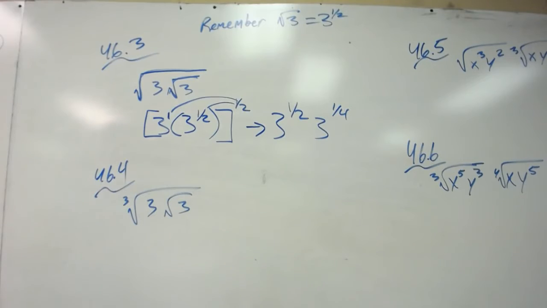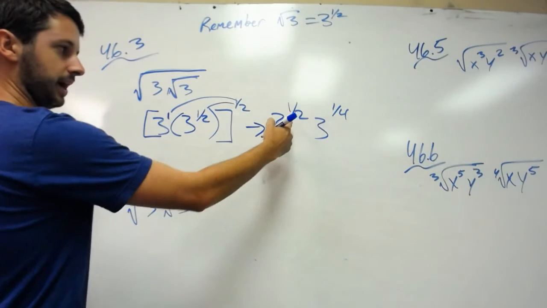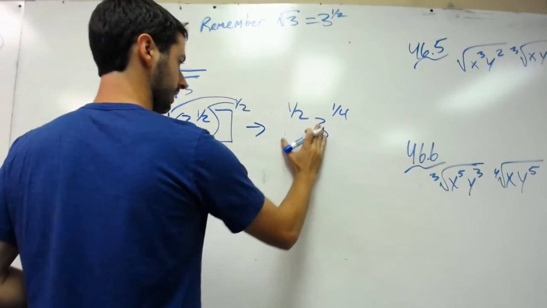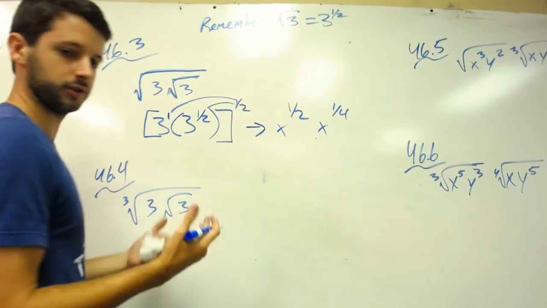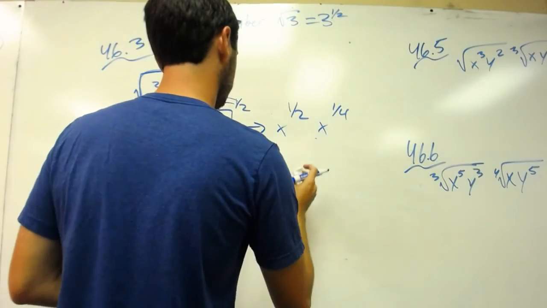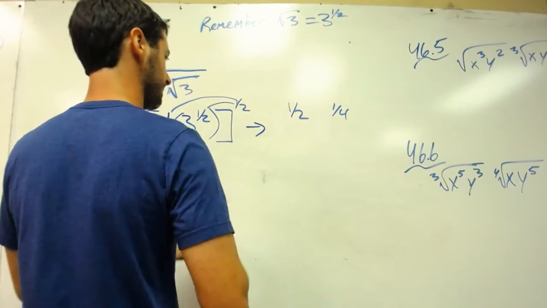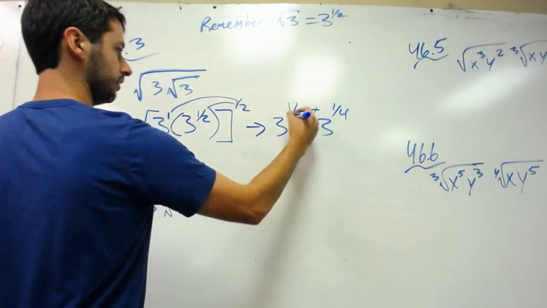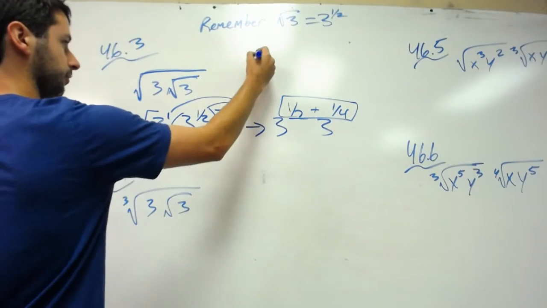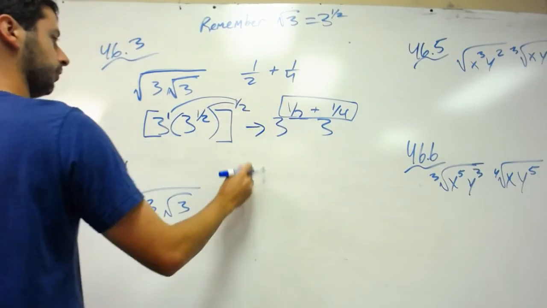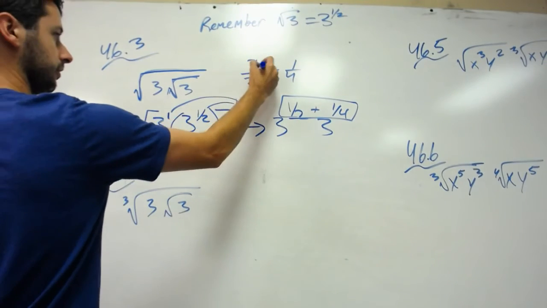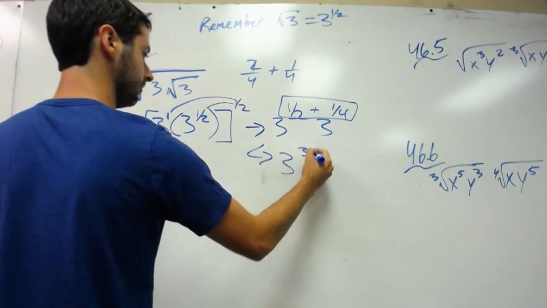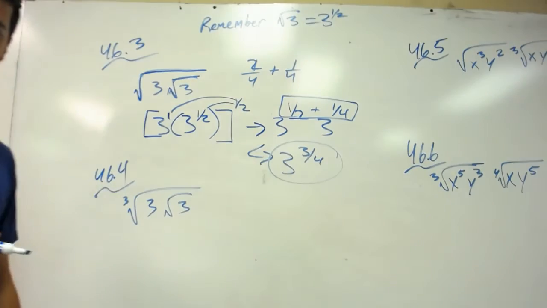From there, you can simplify one step further by adding, since we have the same base. Imagine if I said x to the 1/2 and x to the 1/4, you would know you could add those exponents together. 3 is the same way. So we add 1/2 plus 1/4. We would convert that to 2/4, and get 3 to the 3/4 power as our answer.